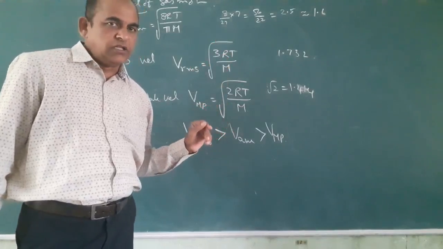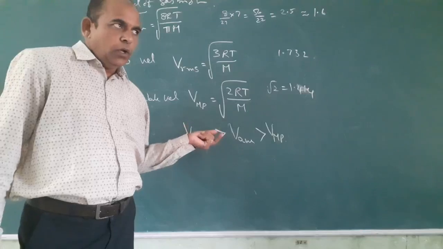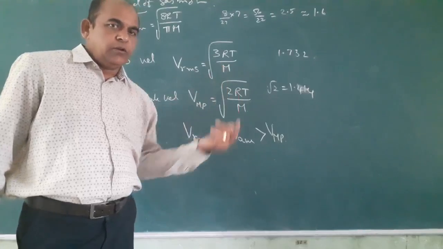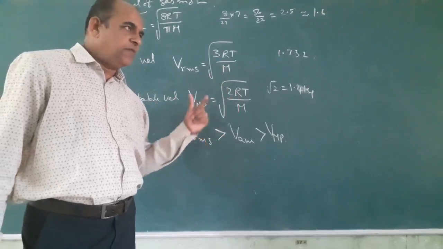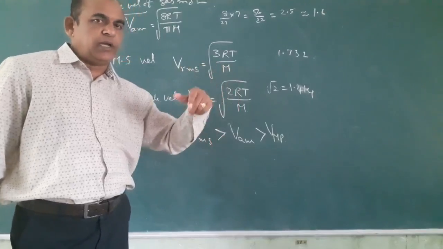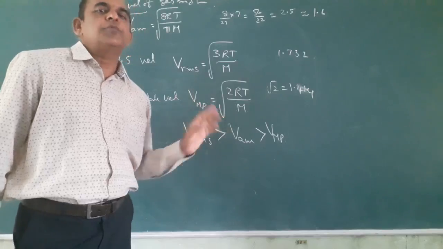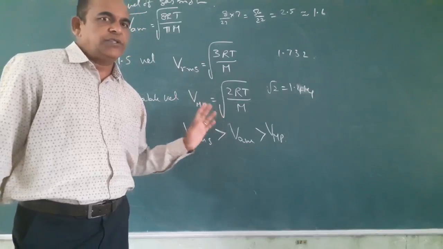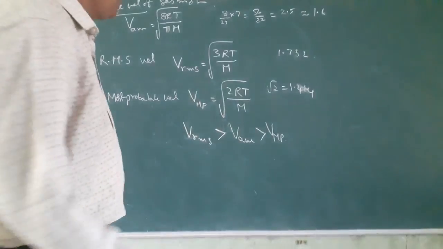Suppose 5 to 6 values of velocity of the gas molecules are given. Which one is repeated more times? Out of 10 values, suppose one value is repeating, that is taken as the most probable velocity.